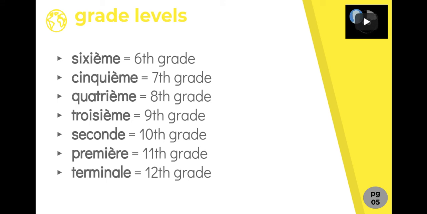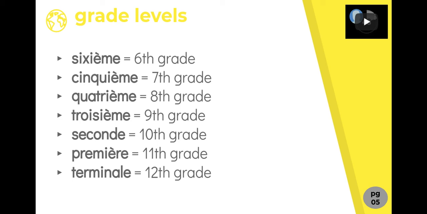Something important to look at also that uses ordinal numbers is grade levels in French. And pay close attention because this is a mistake that you do not want to make. So in America, we start with like kindergarten and then first, second, third grade, all the way up to 12th grade when you graduate.